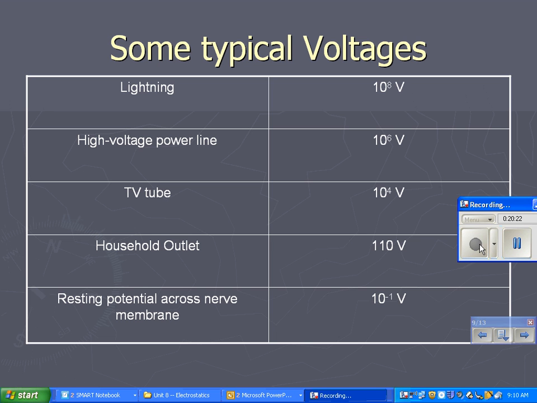So let's go back to our analogy. Voltage is kind of like the height of the cliff. Okay, voltage is kind of like the height of the cliff. So why is a taller cliff not necessarily dangerous? Well, think about this. Imagine you're standing at the bottom of the cliff.